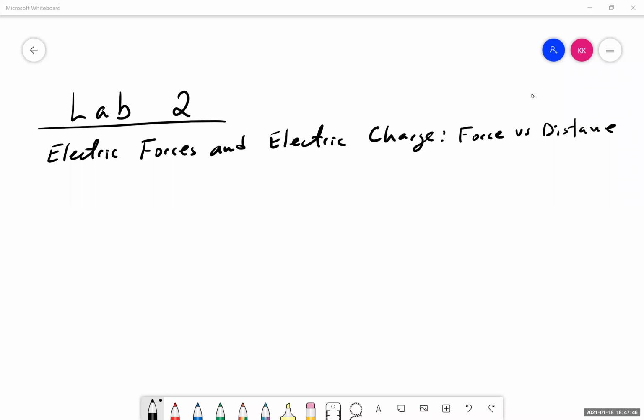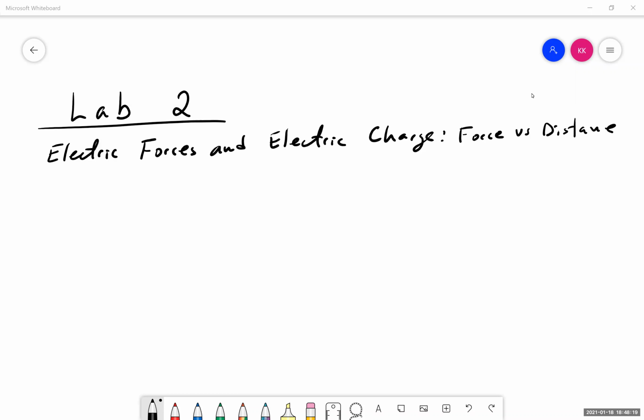All right, hello everyone. This is going to be a pre-lab lecture for lab two, electric forces and electric charge, and force versus distance graph. In this lab, we're going to be investigating the relationship of the electric force that two charged particles exert on one another. So basically, the electric interaction between two charged particles whenever there is a finite distance between them.